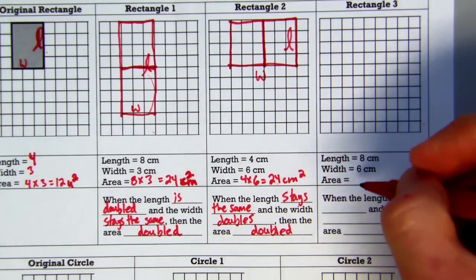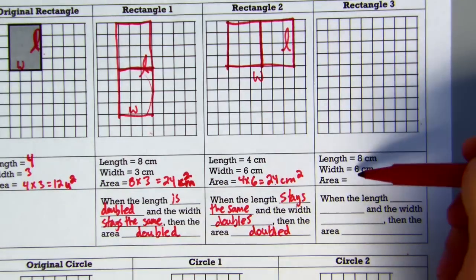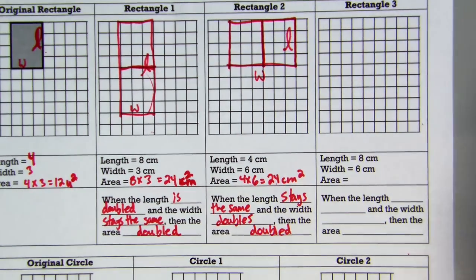Alright, rectangle number 3, we have a length of 8, which means the length is doubling, and then a width of 6, which means the width is doubling.